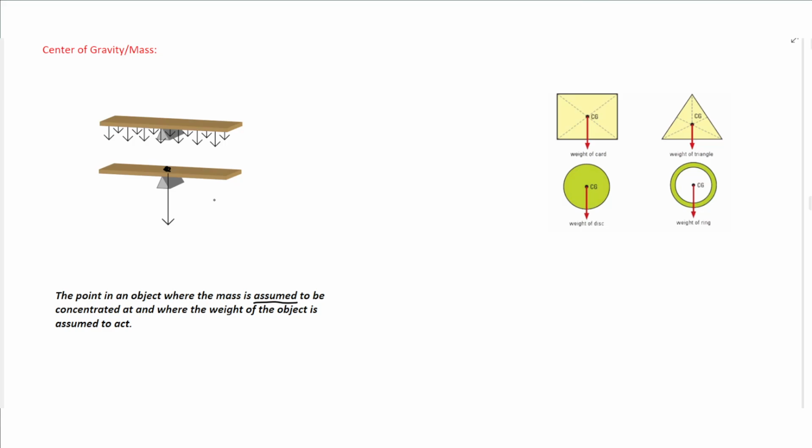How to get the position of a center of mass or a center of gravity? If you have a uniform object, a uniform object means that its center of mass is at the geometric center of the object. So for a rectangle, you connect the diagonals and the intersection is the center of mass. For a triangle, you connect the medians and the intersection is the center of mass. For a sphere or a circle, the center of the sphere or the circle is the center of mass.